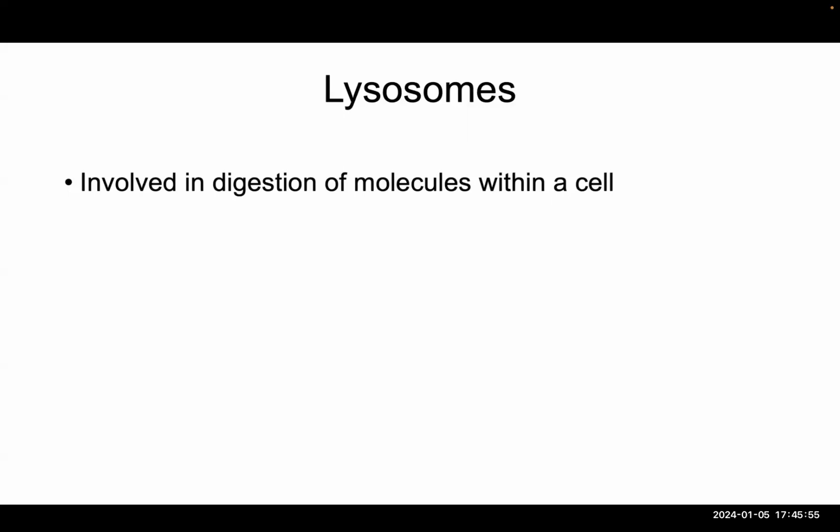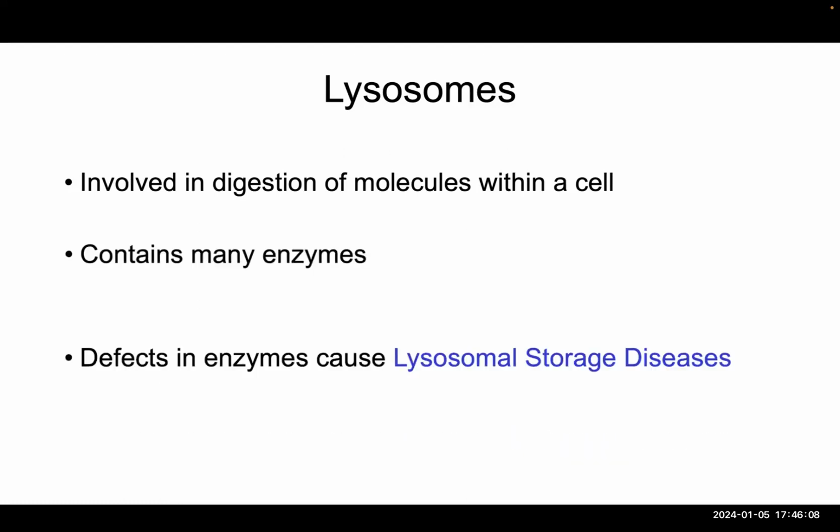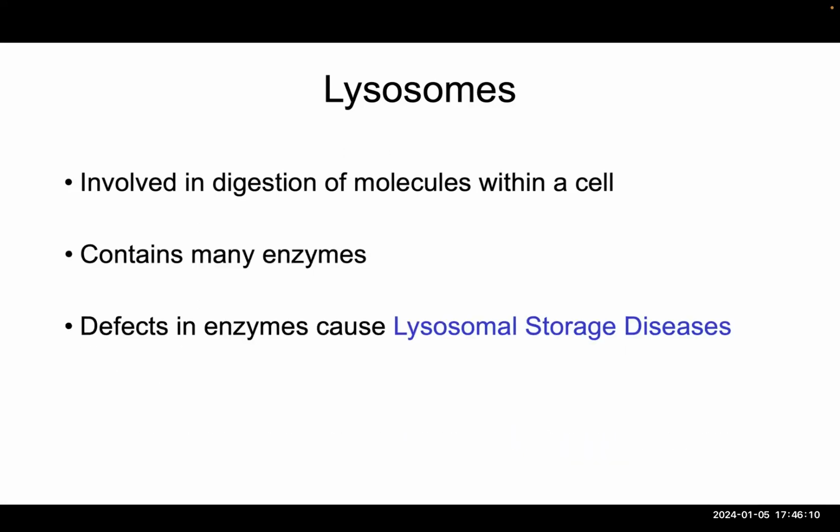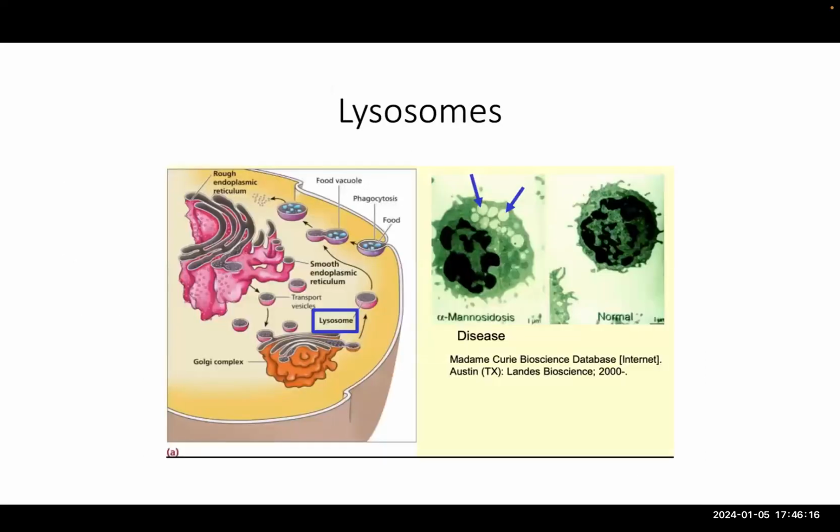We're going to talk about some disorders. What can happen if there's a genetic problem with one of the enzymes is something called lysosomal storage disease. The lysosome contains many enzymes, and if there's a defect in one of the enzymes, then it can create lysosomal storage disease. So here's a picture of that again.